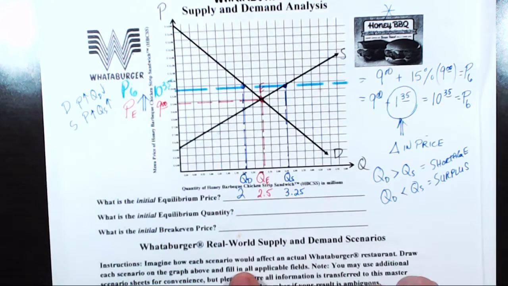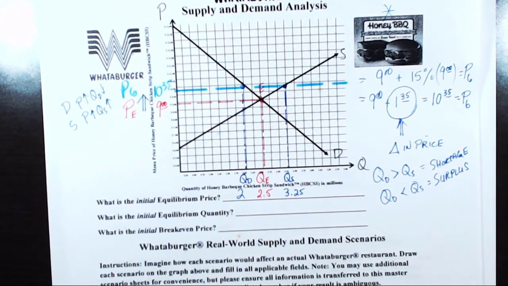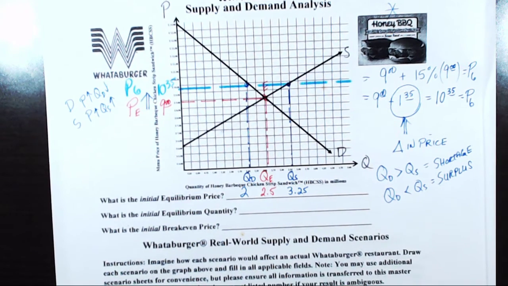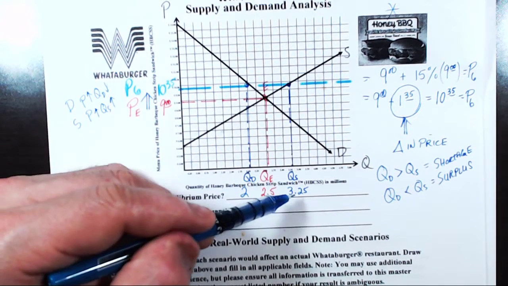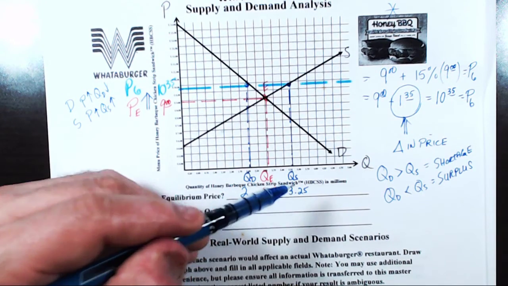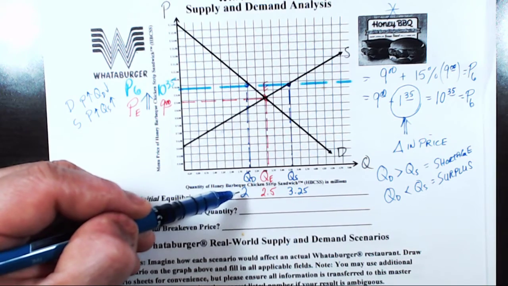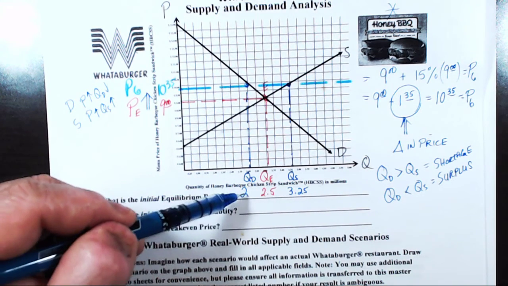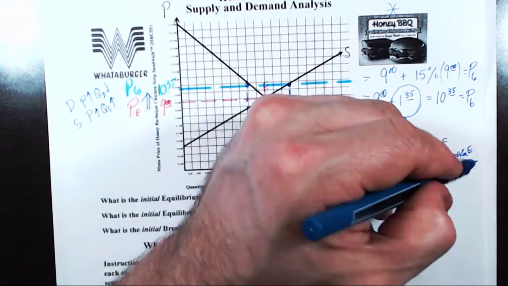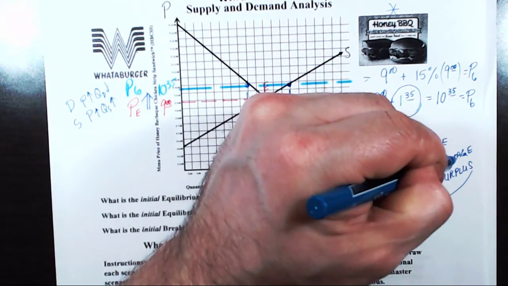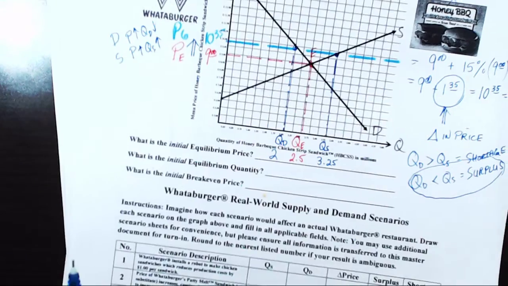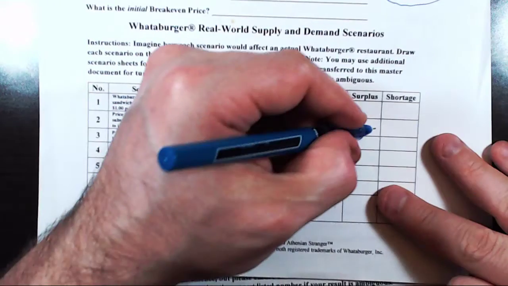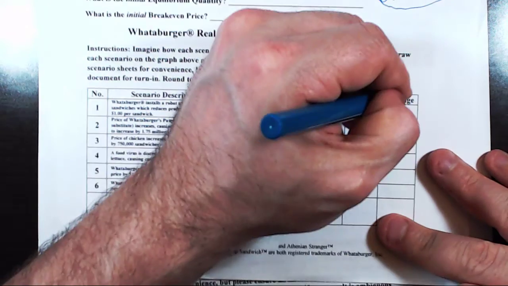Okay, because people want less, we have too much in our inventory. So what have we got here? Quantity supplied is 3.25 million. Quantity demanded is 2 million. So it looks to me like quantity supplied is greater than quantity demanded, and that means we have a surplus situation going on. Okay, so we have a surplus, not a shortage.